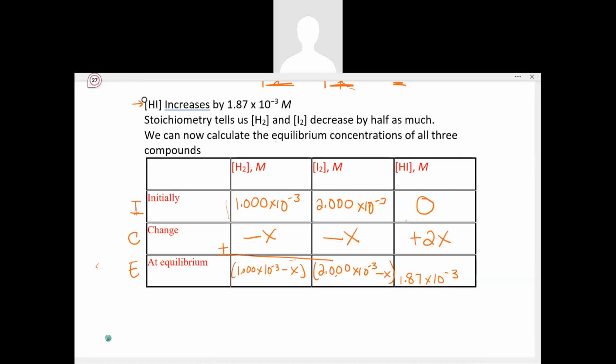So how can we solve for x? We can use these values here and say that 2x must equal 1.87 × 10^-3. If we divide that by 2, we can see that x would equal 9.35 × 10^-4. Now we can plug in those x values here and here, and we can get our equilibrium values.